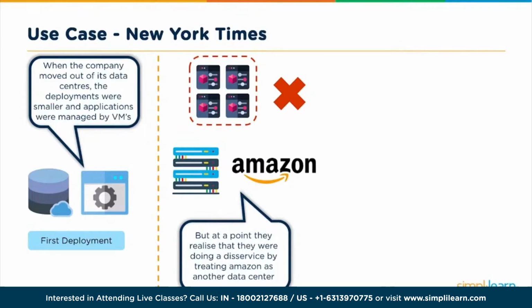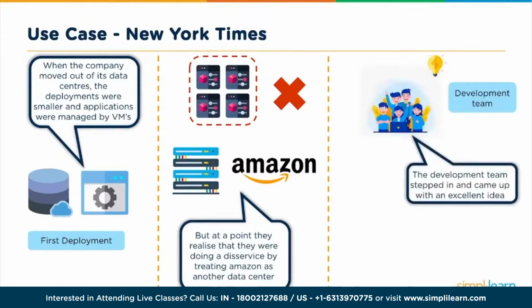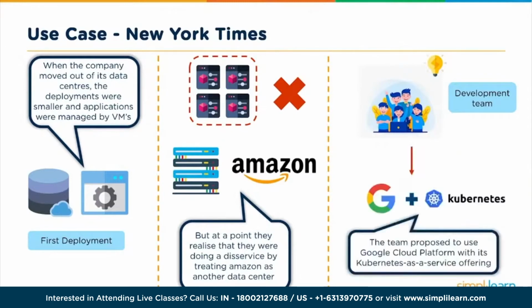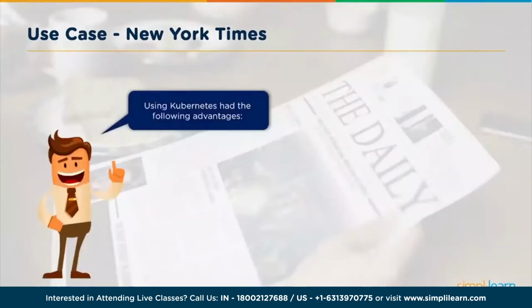And at some point, they realized they had to take a chance. And this is where the development team came in and they said, look, how about we stop thinking of our solutions as a data center, even though they're being run in Amazon, and start thinking of them as cloud-first solutions. And so what they proposed and what they ended up doing was using Google Cloud Platform with Kubernetes as a service to provide greater efficiency. And so by using Kubernetes, they had the following advantages.